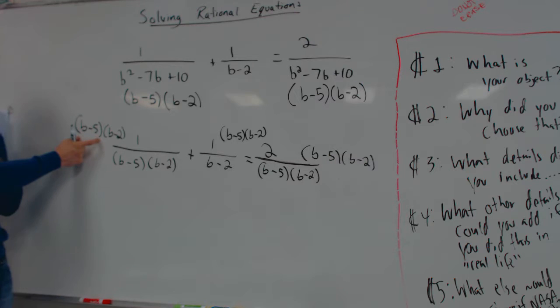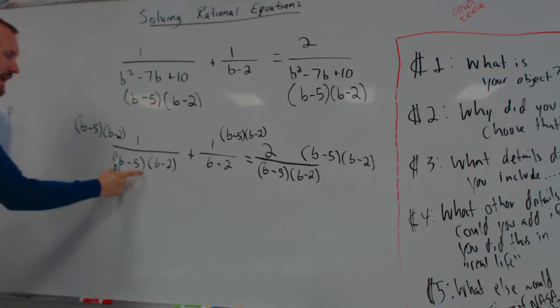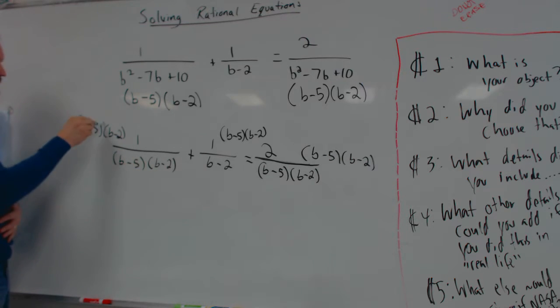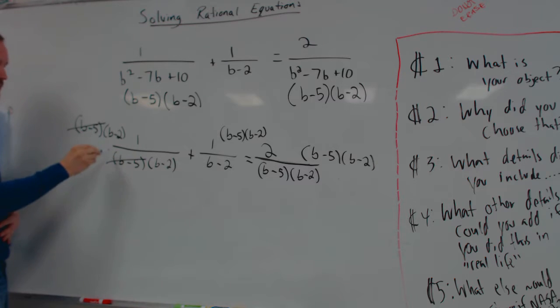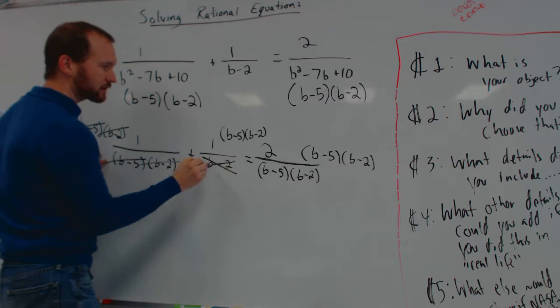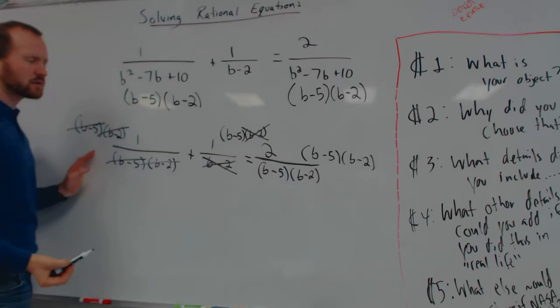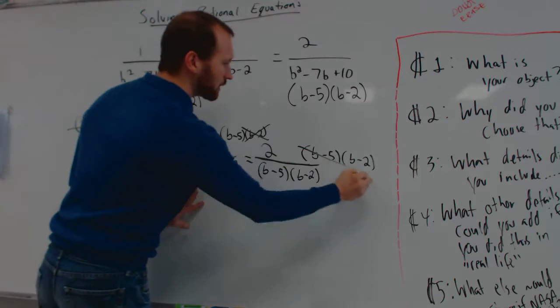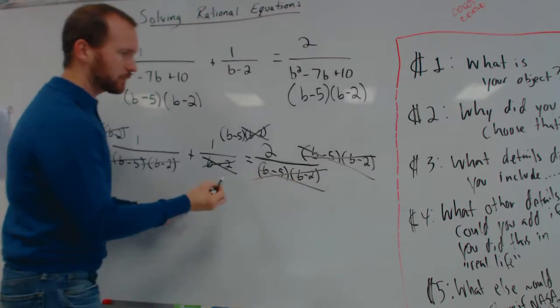Okay, so now what happens? Now I have factors that are the same in the top and bottom, right? This is a factor of the top and a factor of the bottom. So I can cancel those. Over here, b minus 2 is a factor and b minus 2 is a factor, so I cancel those. And then over here, those cancel.